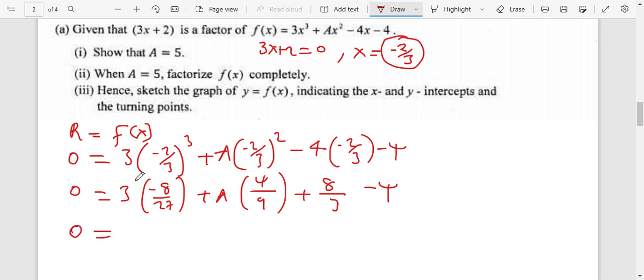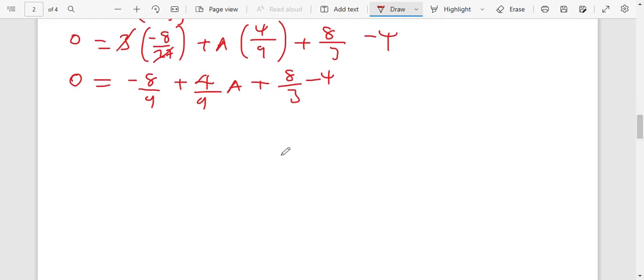So this will be 0 is equal to 3 can go into 27. That is going to be 9 times. And then plus a times 4 over 9, that is going to be 4 over 9a. And then plus 8 over 3 minus 4. So what I'm going to do is take all the terms which don't have a to the other side. So I'm remaining with 4 over 9a. If I take this term the other side, it becomes negative 8 over 3. If I take 4 the other side, it becomes positive 4.